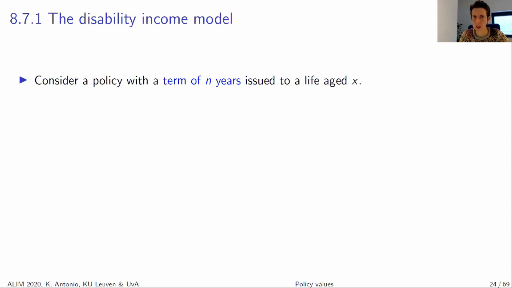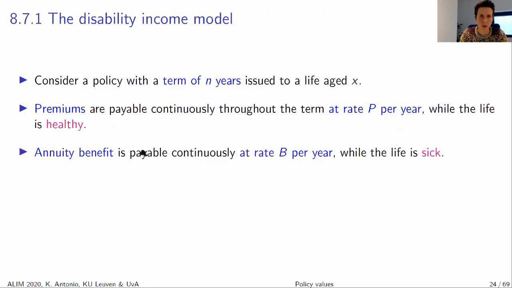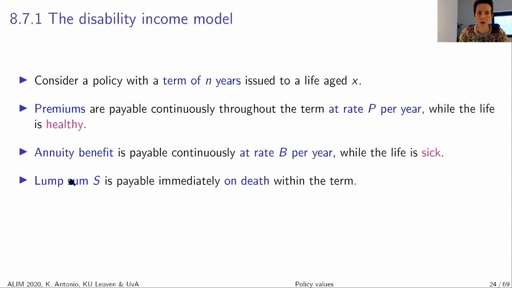We're going to look at the disability income model, and we're going to assume that our contract has a duration of n years. It is issued to a life (x). The premiums are payable continuously throughout the term at a rate of P per year, as long as the life is healthy, so in the zero state. An annuity benefit is payable continuously at a rate B per year when you are in the sick state or the disability state. And then a lump sum S is payable immediately on death within the term.